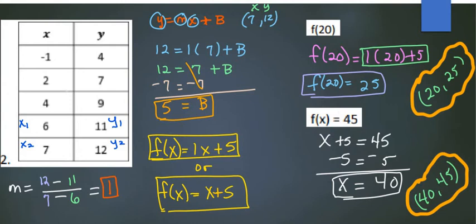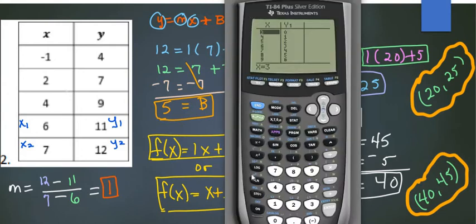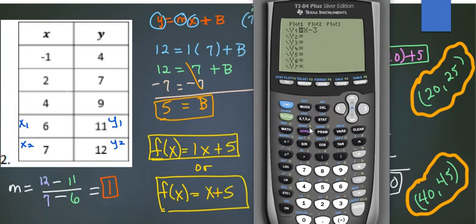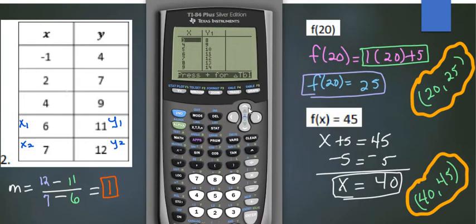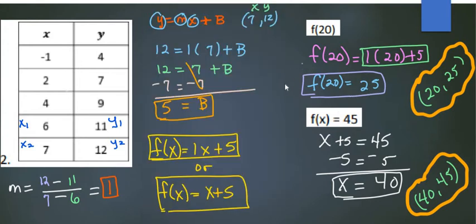I can very quickly and easily check to see if this is correct. So I can go back to y equals, I can substitute in x plus 5. I can go to second and graph, and I can check each one of these points out right here. All the way, you see -1 and 4, 2 and 7, 4 is 9, and you can just keep on going and check them all out. 6 and 7 both match this. So I know this is correct.